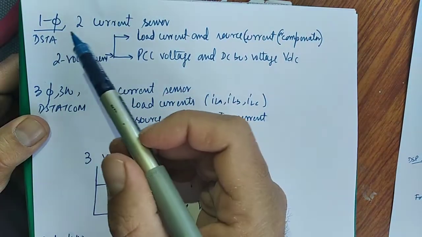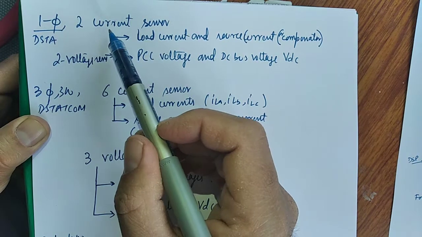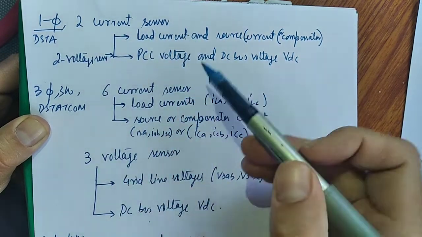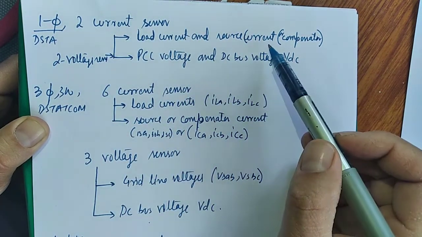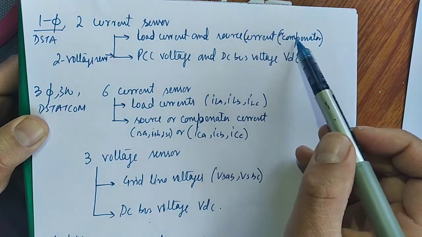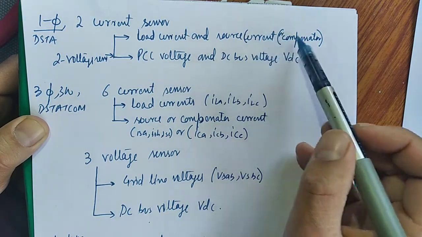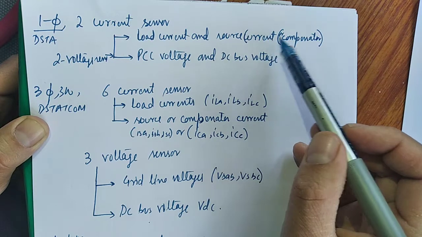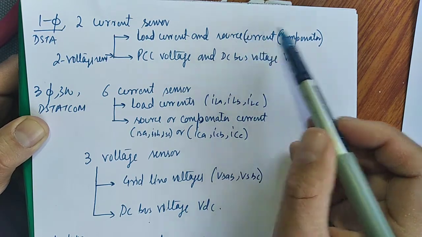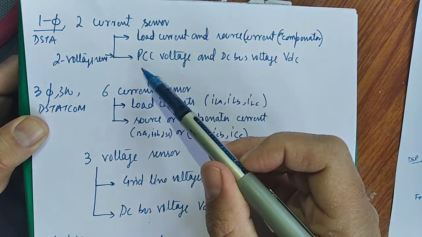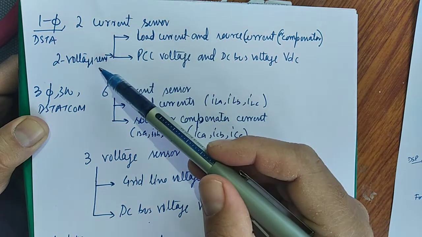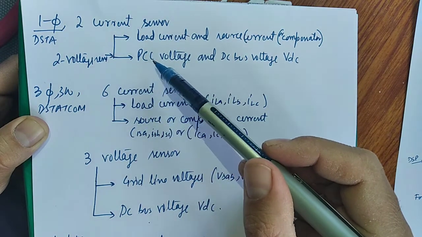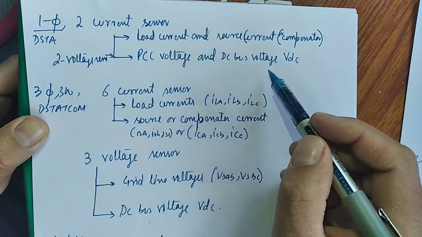So for a single phase D-STATCOM we need 2 Hall effect current sensors. This can be load current and source current. We can use source current or compensator current, any one of them for sensing. I will discuss later on why we have to use only one. Then for PCC voltage, 2 voltage sensors, because for single phase we need 1 source PCC voltage and 1 DC-link voltage.